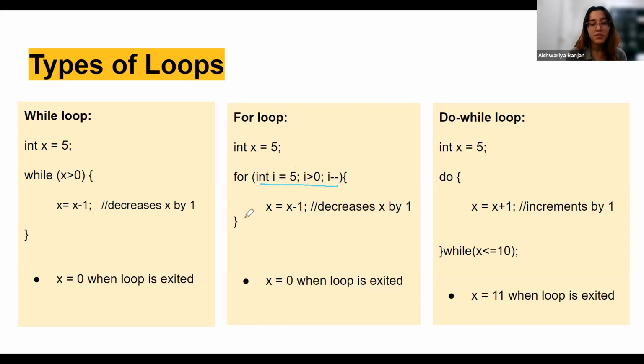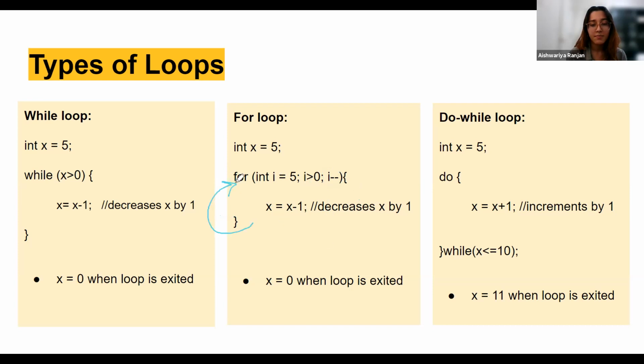So for the first iteration, i is 5, it's greater than 0. So we jump into the loop and do whatever we need to do, and then we come back, and then i will be decreased. So now i is 4, it's still greater than 0. So again, we jump into this, and after we're done, we come back.